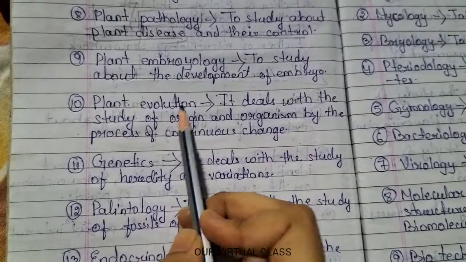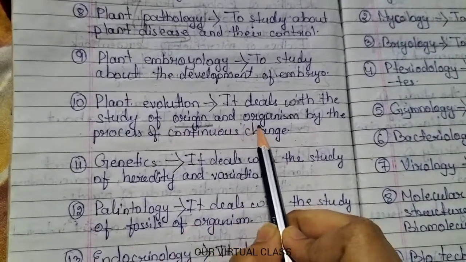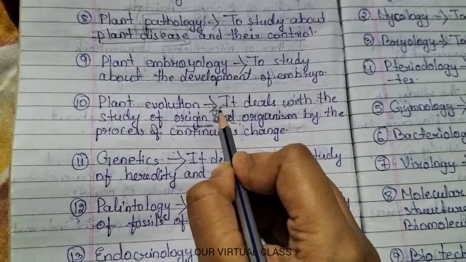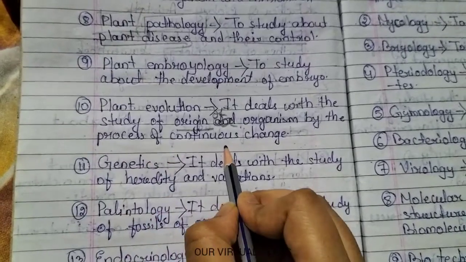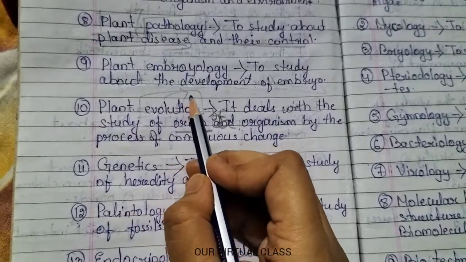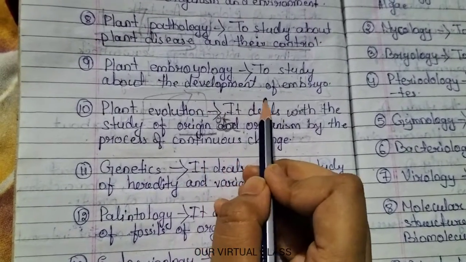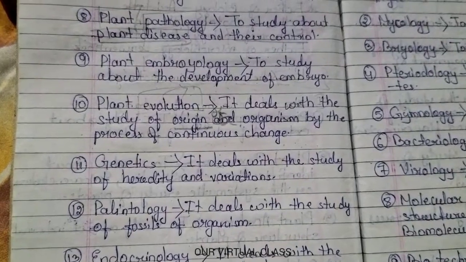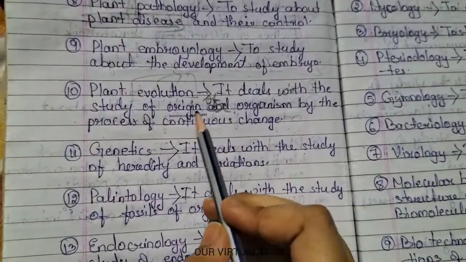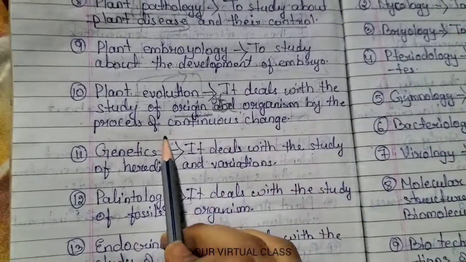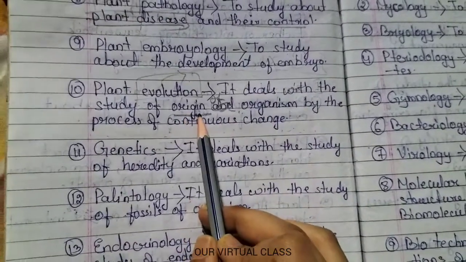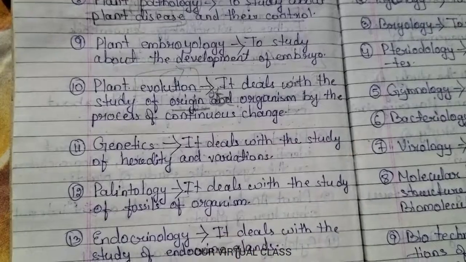Now plant evolution. Here we will study the origin of organisms by the process of continuous change. Sorry, I made a writing mistake. In plant evolution, what does evolution mean? Here we study the origin and the continuous change, that is, how organisms originated by the process of continuous change.